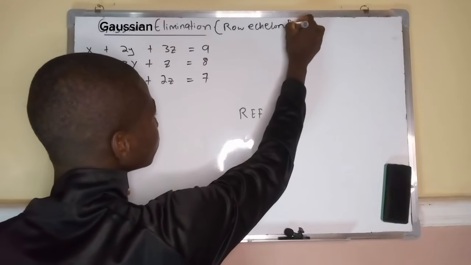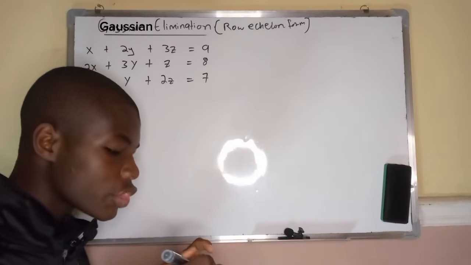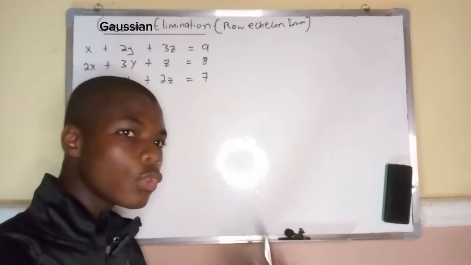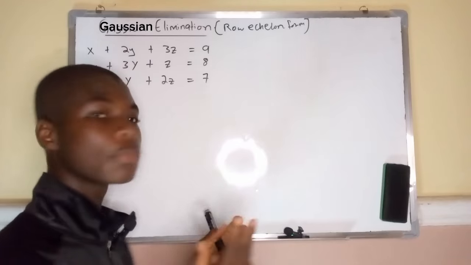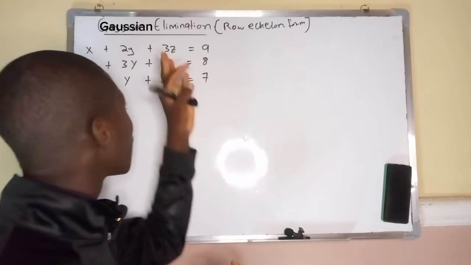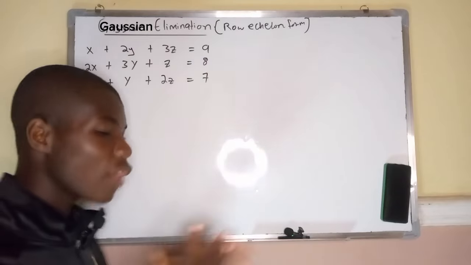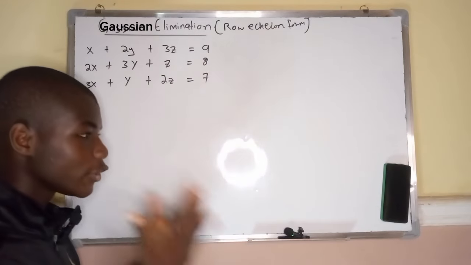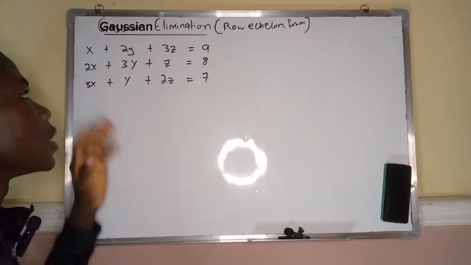But why the Gauss-Jordan elimination? It is reduced row echelon form. We have to differentiate between the two. Gaussian elimination is row echelon form, and Gauss-Jordan elimination is reduced row echelon form.